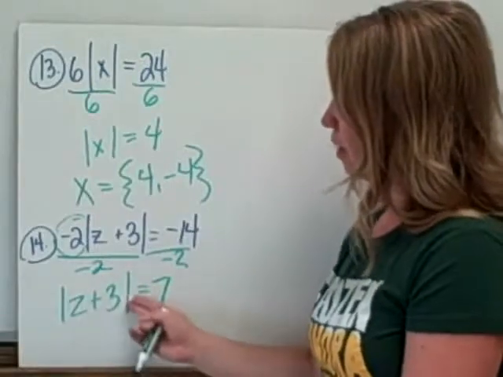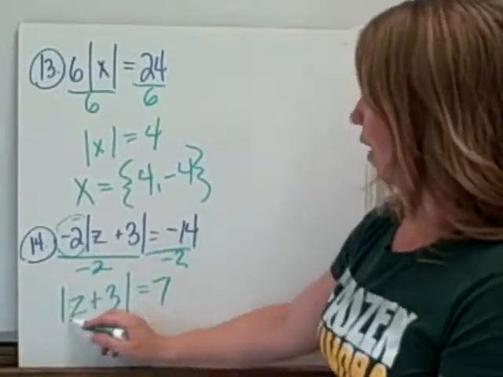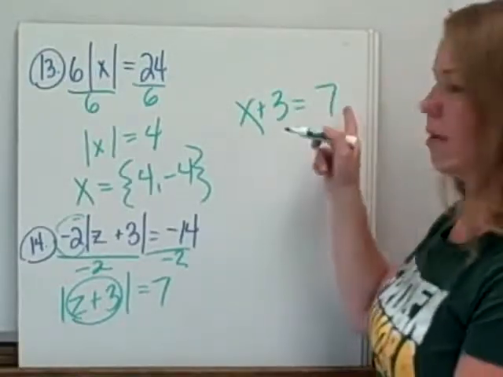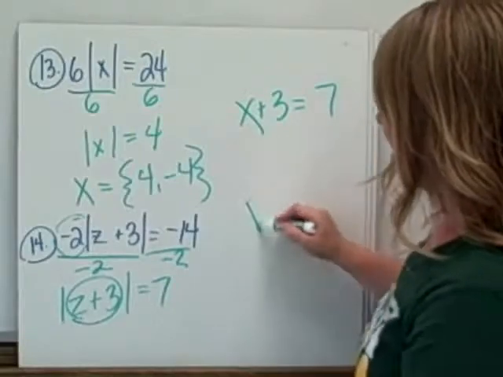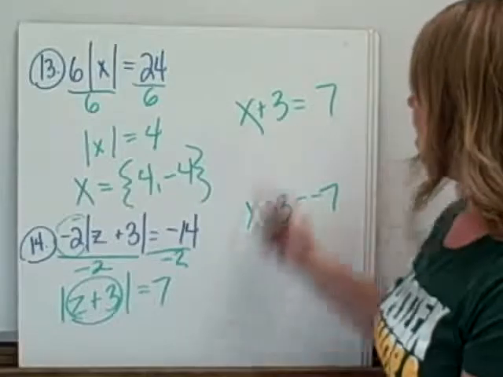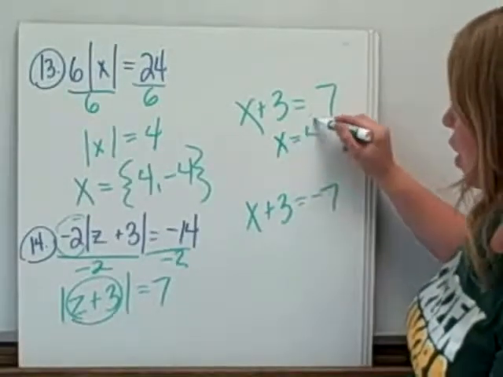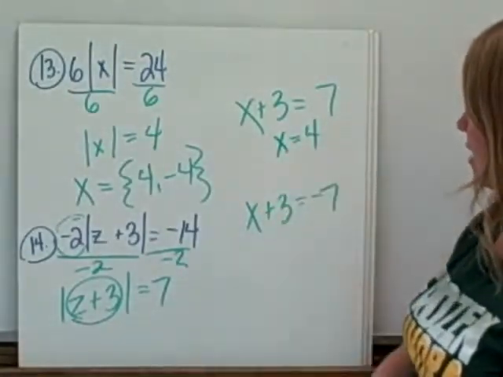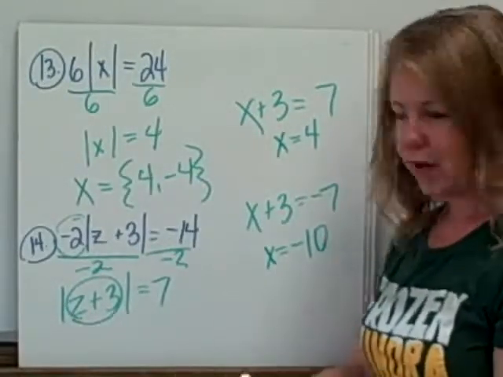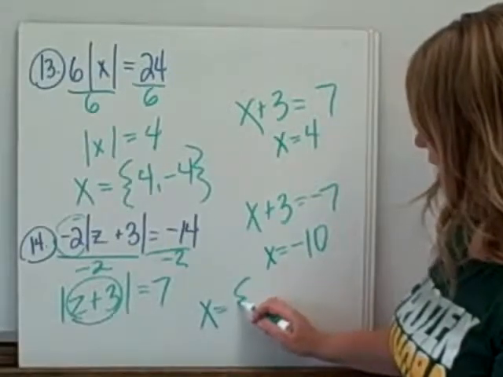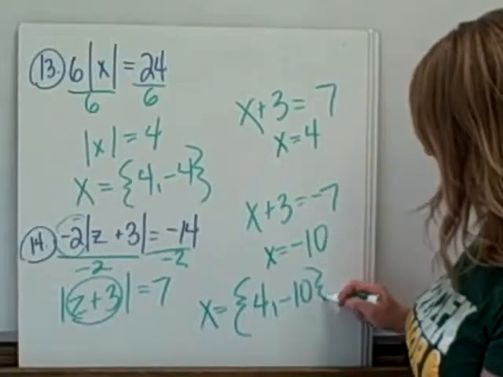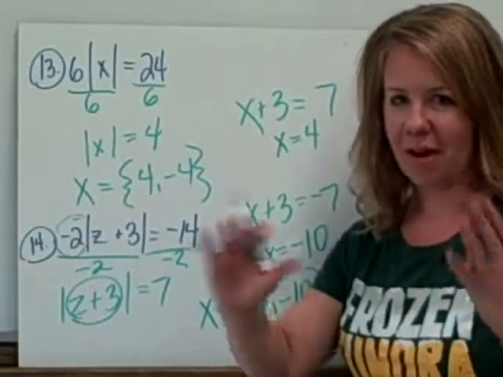Now that the absolute value bars are the only thing on that side, I'm going to take whatever is inside and set it equal to the positive version of the other side, but also set it equal to the negative version of the other side. Each of these just involves solving it for the variable, in this case x equals 4, and in this case x equals -10. Don't forget to finish up your problem by identifying the solution set that x has the answer of 4 and -10. And then curly brackets.